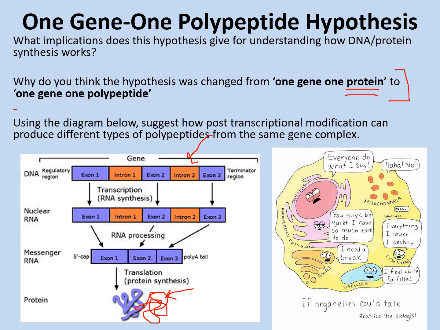And then finally, using the diagram below, suggest how post-transcriptional modification can produce different types of polypeptides from the same gene complex. So again, transcription, remember, is what takes place in the nucleus, and this is where a messenger RNA molecule is made. So post-transcriptional modification is where we get this mature messenger RNA where you've had the introns removed, and we might be able to form different polypeptides from this depending on the order that we stack these exons. So you actually have a very cool molecule called a spliceosome.